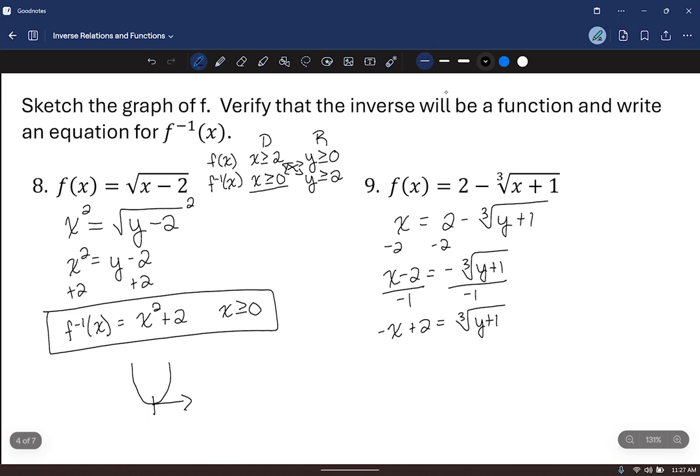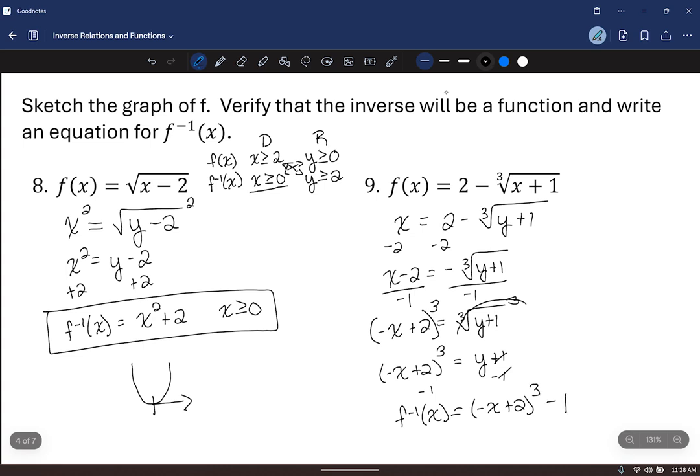So now I'll cube both sides to get rid of that cube root. Now you have 2 terms over here. You have to cube them as a whole here. So now I have negative x plus 2 cubed equals y plus 1. So I'm going to go ahead and subtract 1. And I'm going to use my function notation. So f inverse of x is equal to negative x plus 2 cubed minus 1.